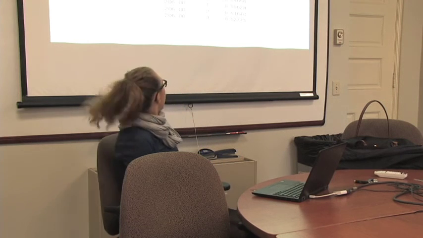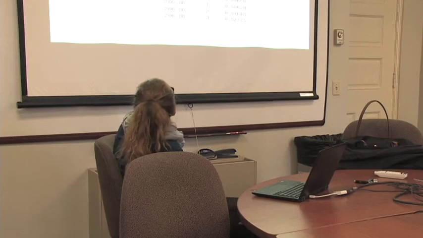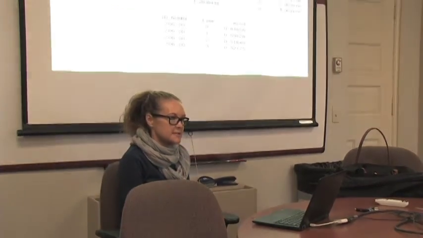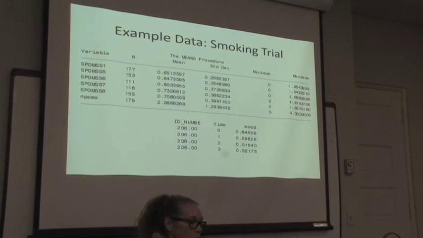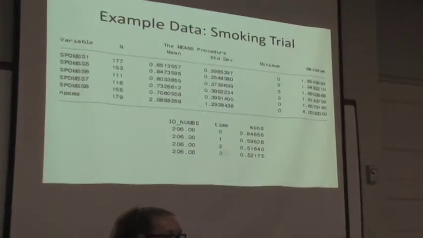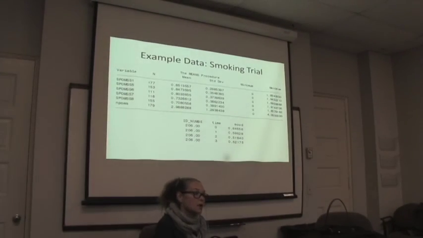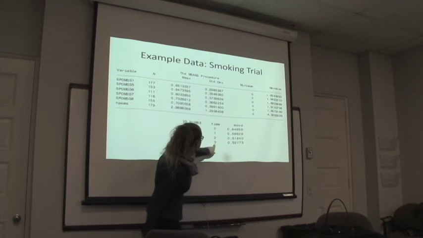This data is a smoking study, and the POMS variable is the profile of mood states. It measures depressed mood in relation to quitting smoking in a smoking trial, and the time points are baseline and then 1 through 3. We've got 0, 1, 2, 3.